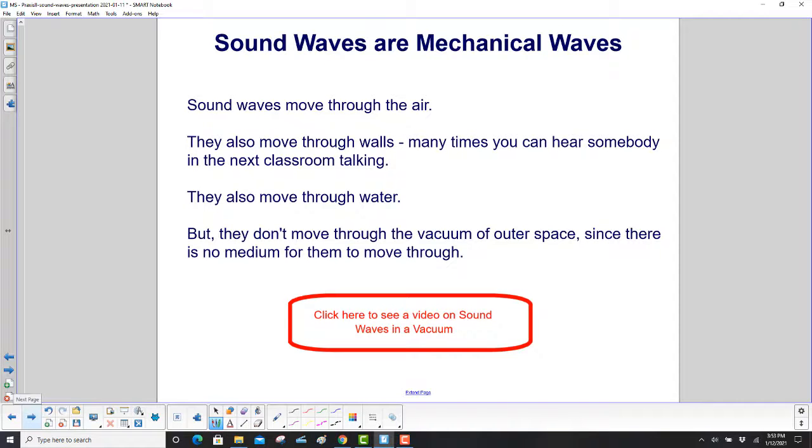Well, in a classroom or at a store or at your home, sound waves move through the air. They can also move through walls. Many times you can hear somebody in the next classroom talking. They also move through water. But they don't move through the vacuum of outer space, since there is no medium for them to move through.